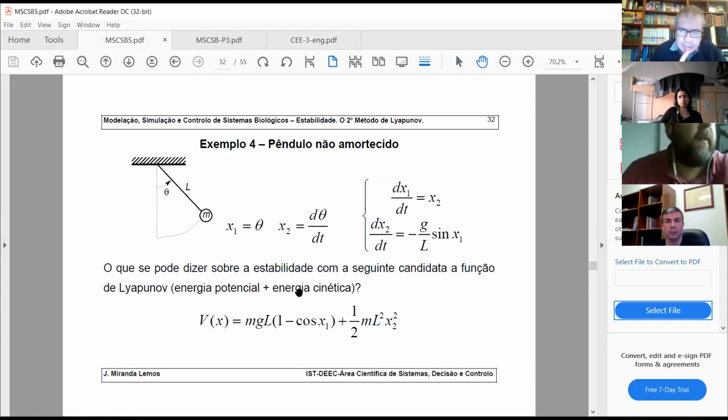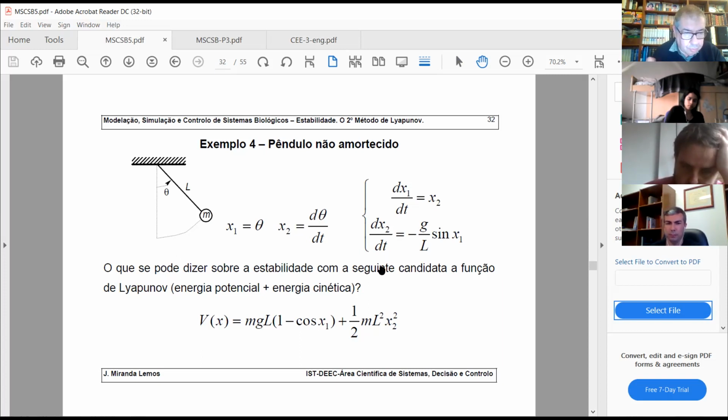Let's study this case, the pendulum. If you apply the equations of a pendulum, it's the so-called mathematical pendulum, with no friction. So x1 is this angle theta. X2 is the derivative of theta, the angular velocity. So the derivative of x1 is x2, and the derivative of x2 is the angular acceleration, which verifies this, right? Okay.